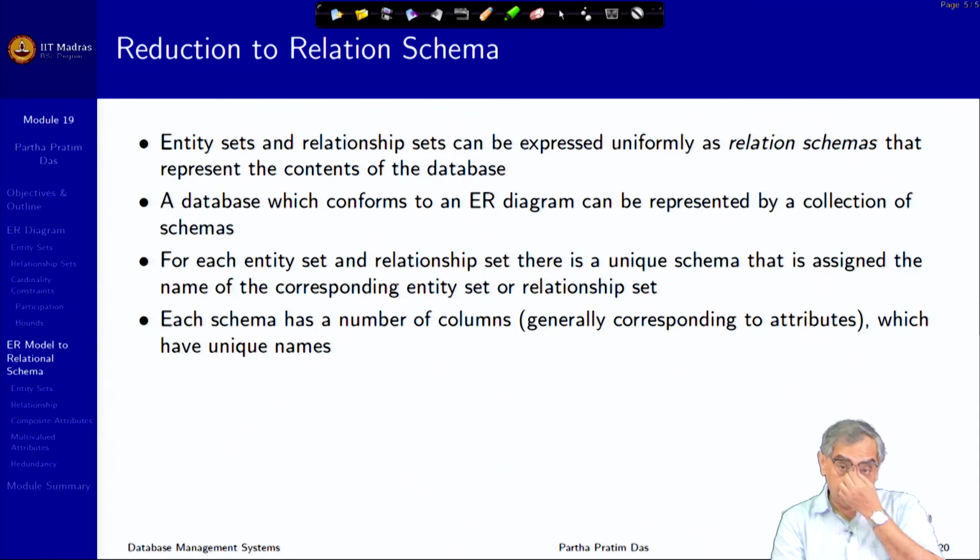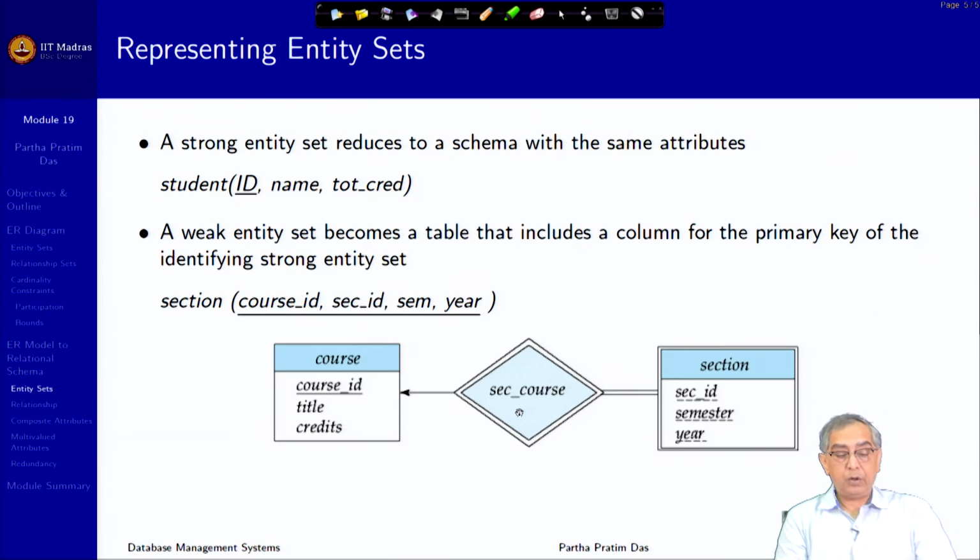All that we need to do is primarily know two things. One is how to show the relational schema for an entity set, and how to show the relational schema for a relationship. It is very simple. For an entity set, you just take the name of the entity set as the name of the relation and the list of attributes as the attributes.